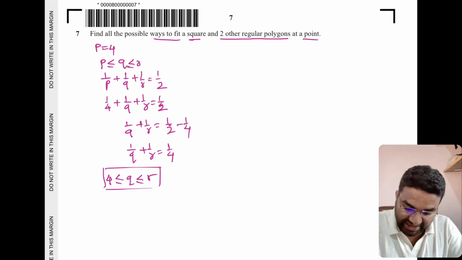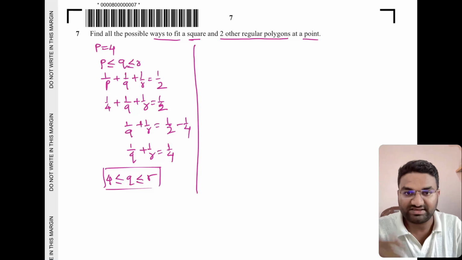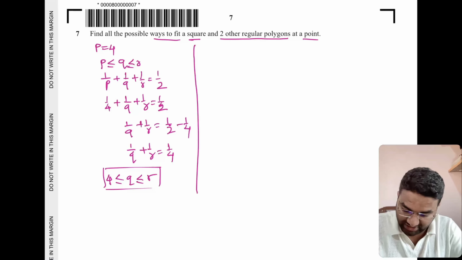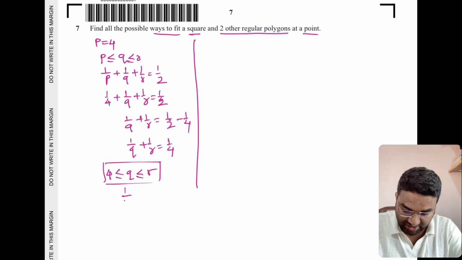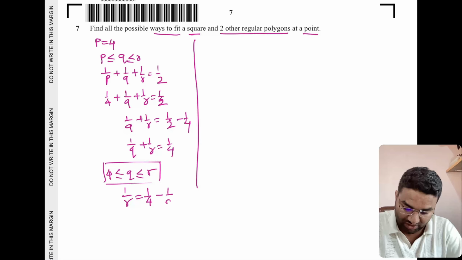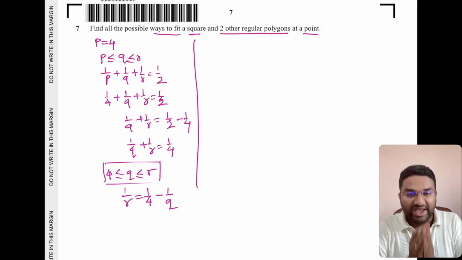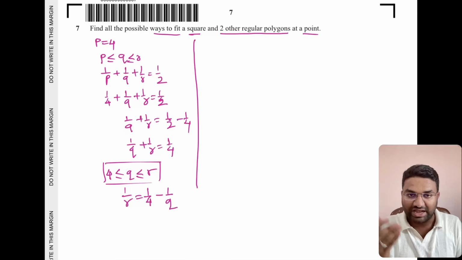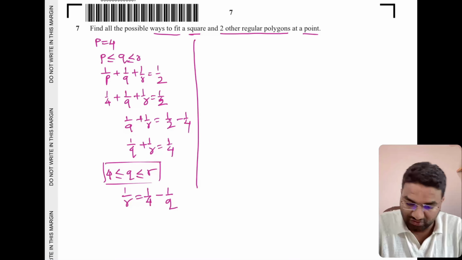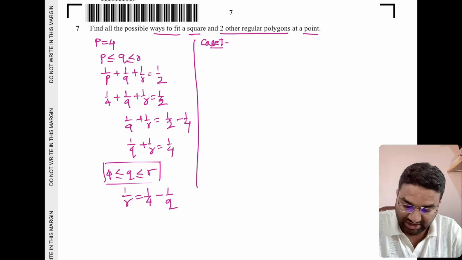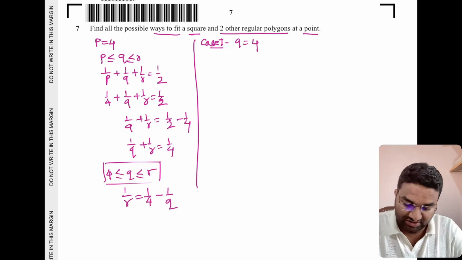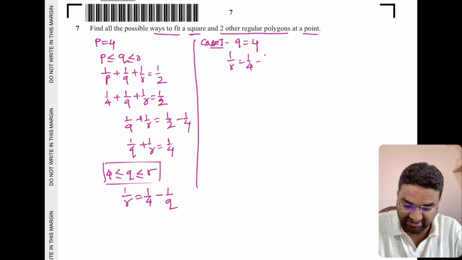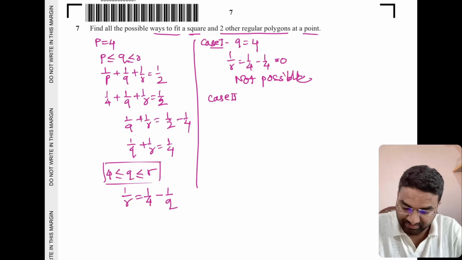Now we have to use the cases. So you can rearrange this whole equation for r. 1 upon r is equal to 1 upon 4 minus 1 upon q. Now, since less than or equal to is there, we have to utilize values of q from 4 upwards. So case 1, I will take q is equal to 4 first. So 1 upon r is equal to 1 upon 4 minus 1 upon 4, which is 0, isn't it? So not possible. You have to write it like this. Then case 2, q is equal to 5.